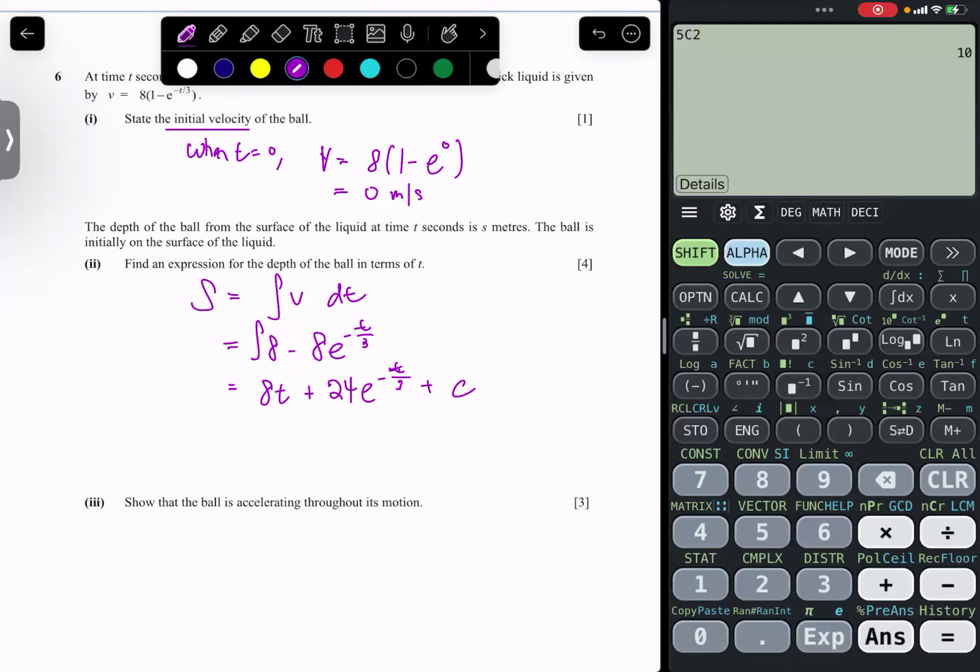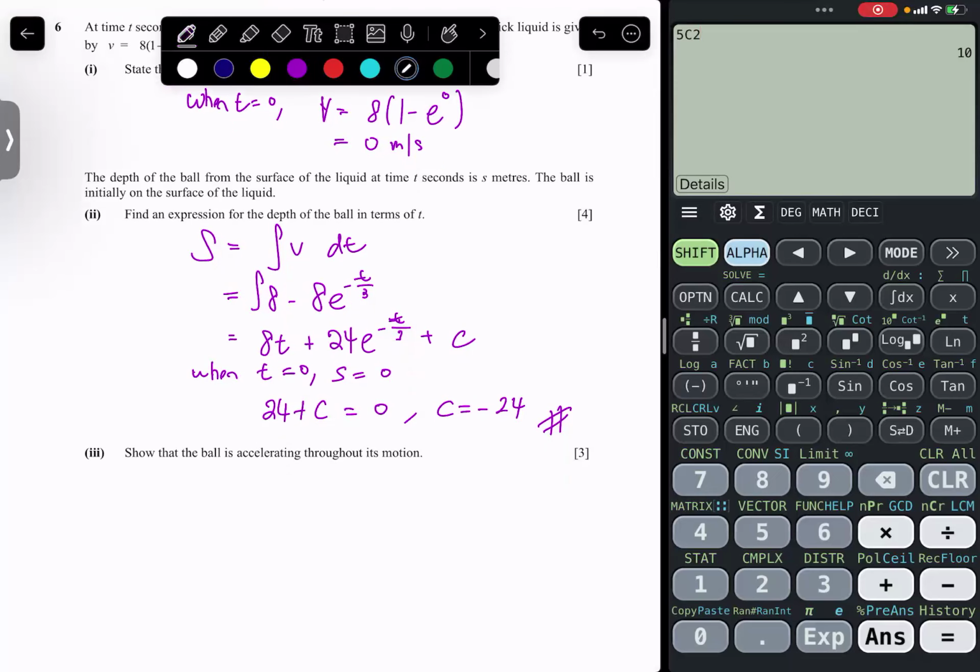So when t equals 0, s equals 0. So we have 24 plus c equals 0, so c equals negative 24. Therefore, the expression is s equals 8t plus 24 e negative t over 3 minus 24. Show that the ball is accelerating throughout the motion.